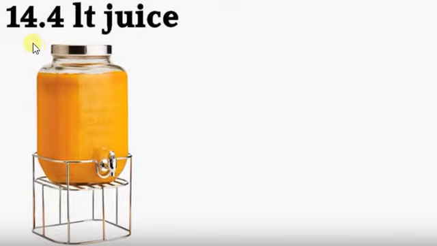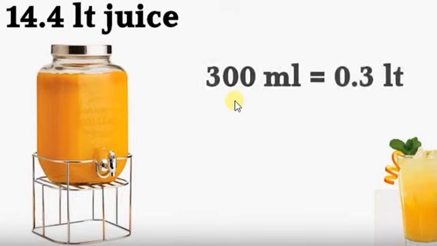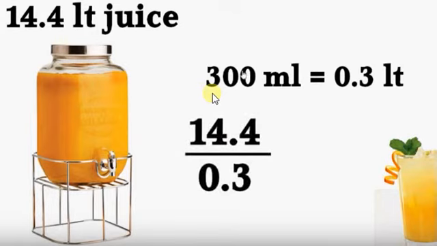Let us take another problem here. You have 14.4 liters of juice in this tank, and then you would like to divide this juice into glasses or tumblers with capacity of 300 milliliters. You need to convert this 300 milliliters to 0.3 liters just by dividing by 1,000, because a liter contains 1,000 milliliters. So this is 0.3 liters. So you have converted this to similar units like the units that are presented in the tank.